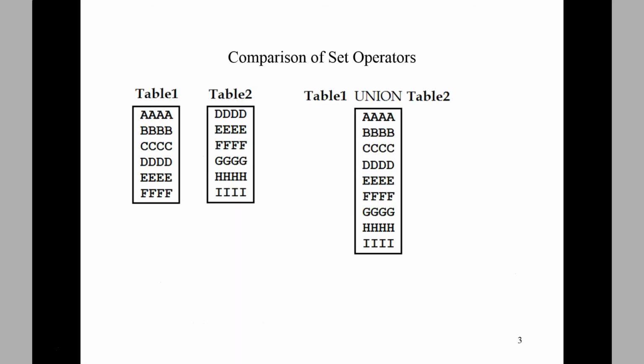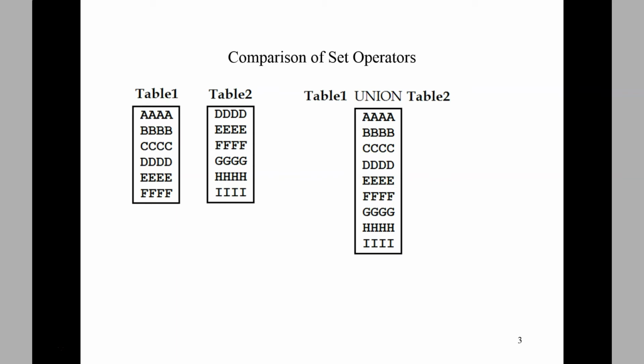Before examining the SQL, where these operators have been implemented in relational database, let's consider the behavior of these set operations. We'll be using two tables, Table 1 and Table 2, and the rows in each table are shown here. Notice that there are some rows that are common to Table 1 and Table 2, and also Table 1 has some rows which are not present in Table 2 and vice versa.